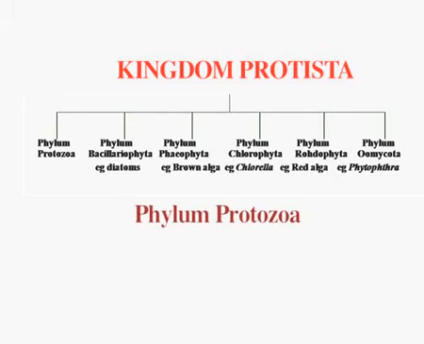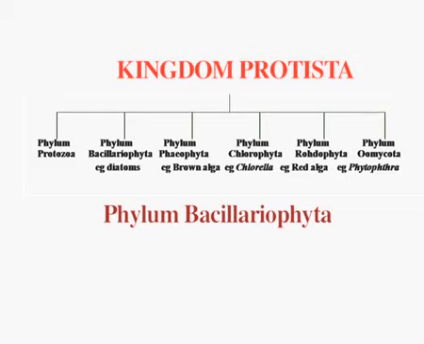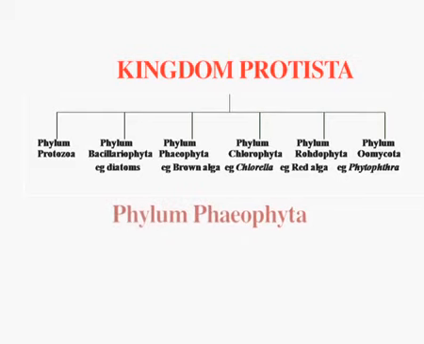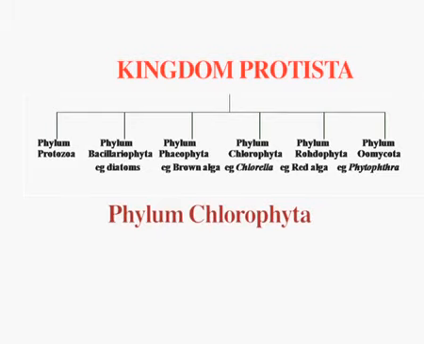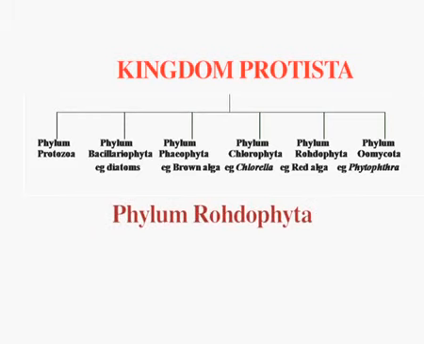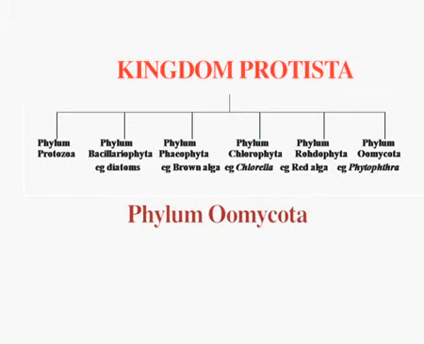Kingdom Protista includes 6 phylum. Phylum Protozoa, phylum Bacillariophyta, which includes all the diatoms, phylum Phaeophyta, which includes the brown algae, phylum Chlorophyta, which includes chlorella, phylum Rhodophyta, which includes red algae, phylum Oomycota, which includes Phytophthora.